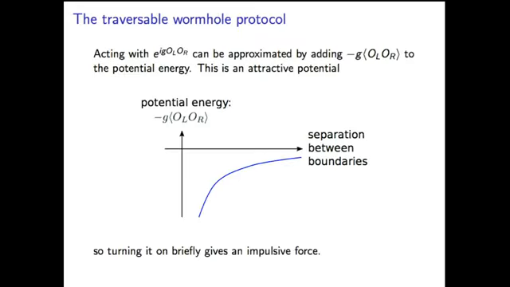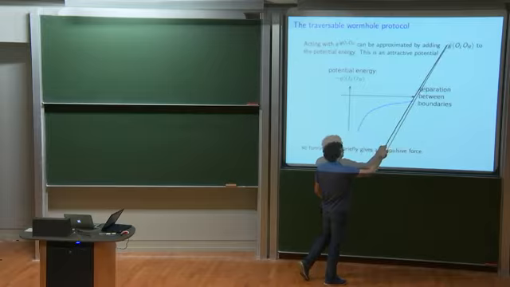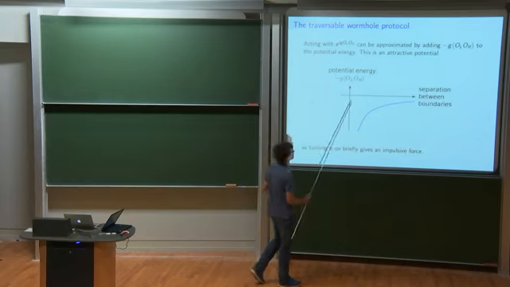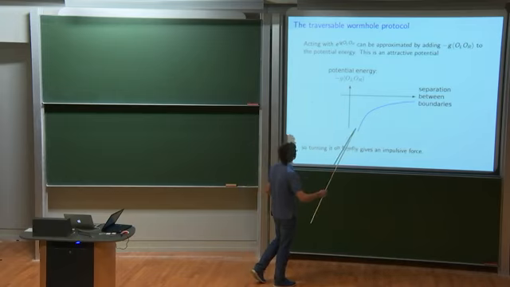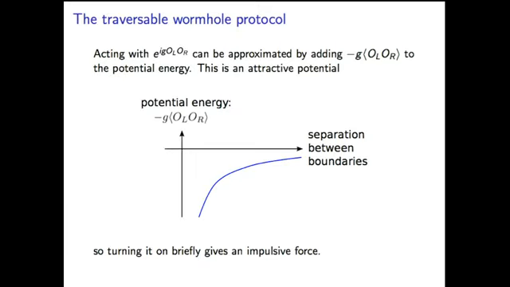And that potential, the expectation value of these guys, depends on how far apart the two boundaries are. So if we think about this potential as a function of the separation between the boundaries, it's a curve that looks roughly like this. If g is positive, in particular, you'll notice that it's an attractive potential between the two boundaries. It wants them to be closer together.